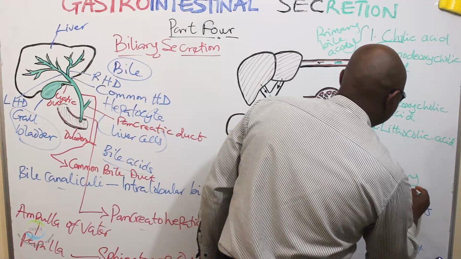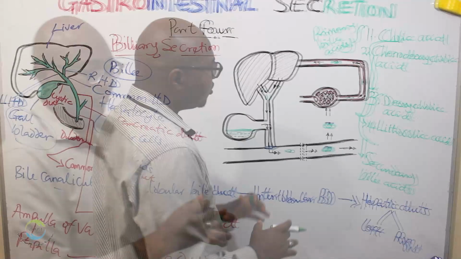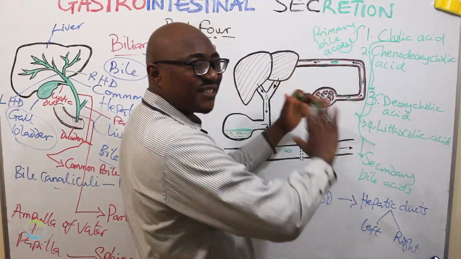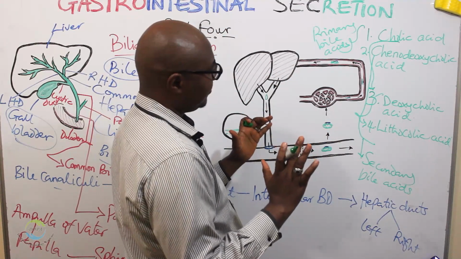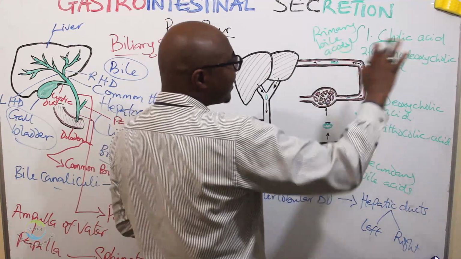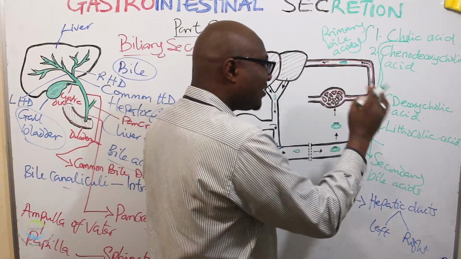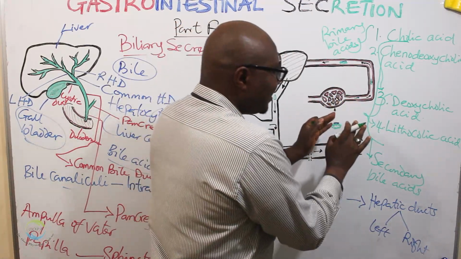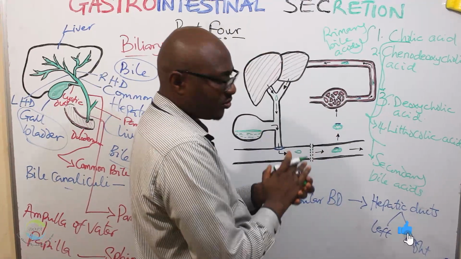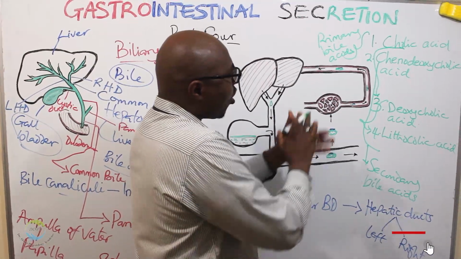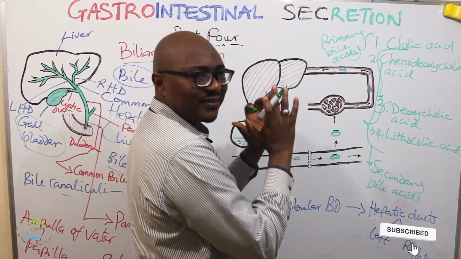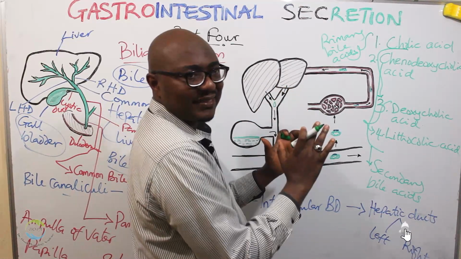Okay? So these two are known as secondary bile acids. So these are the bile acids, 4 of them. Okay? 1, 2, 3, 4. Cholic acid, chenodeoxycholic acid, deoxycholic acid secondary, lithocholic acid secondary. So all of this is what we call bile acids.